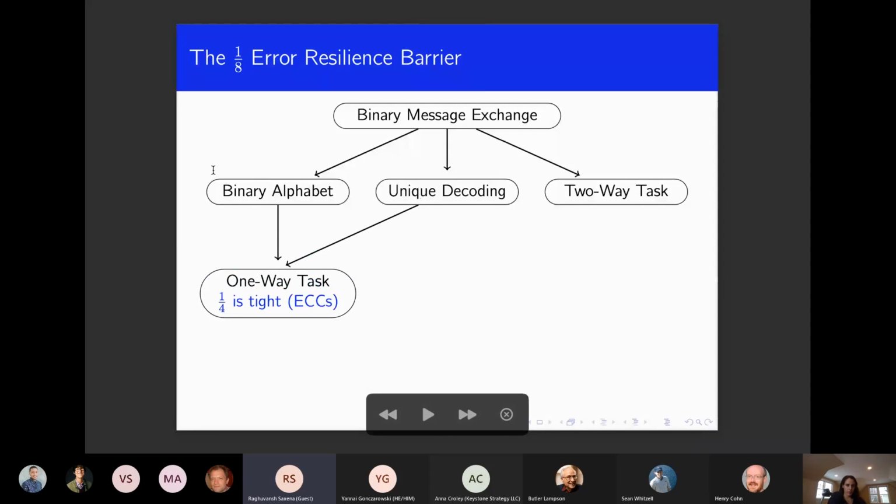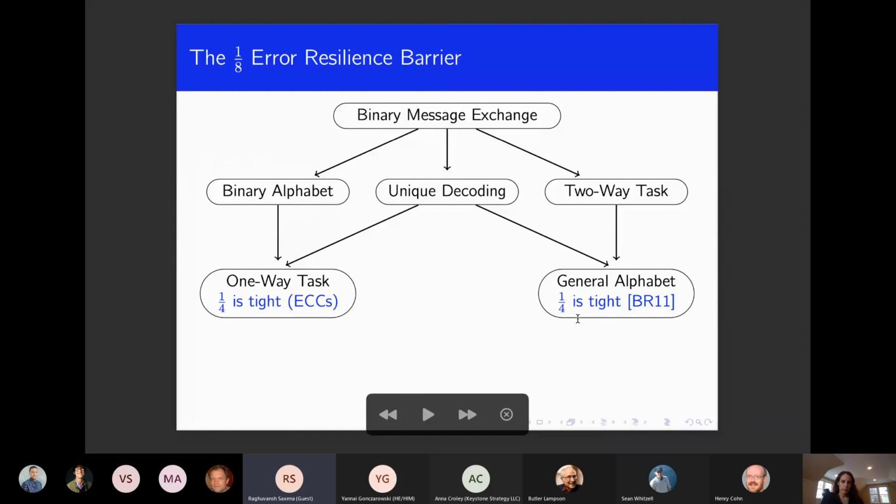For example, if you combine binary alphabet and unique decoding without the 2-way task, so it's the one-way setting with the binary alphabet and unique decoding, so it's the error correcting code setting, you know that you cannot do better than the product of half and half, which is 1/4. So these requirements behave independently, at least these 2, for matters of error resilience. And it's not just these 2, even these 2. If you want 2-way task, which is message exchange, and you want unique decoding, but you don't want a binary alphabet, so you are okay with the large alphabet, then, like I said, you cannot do better than 1/4.